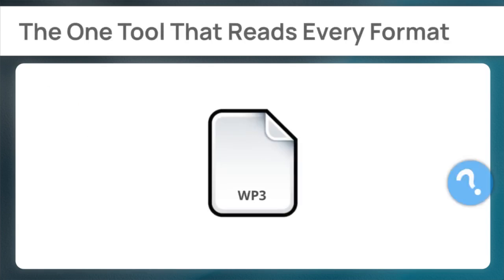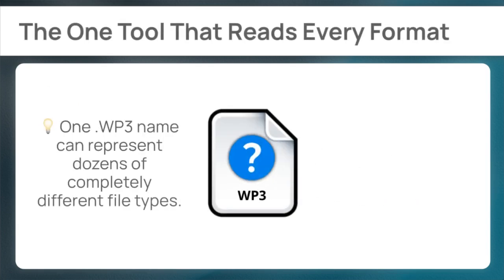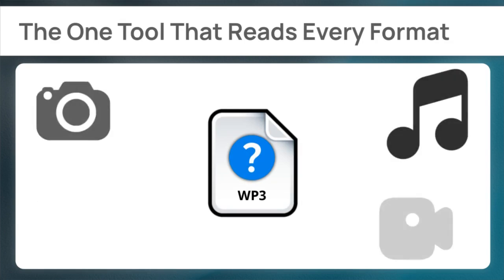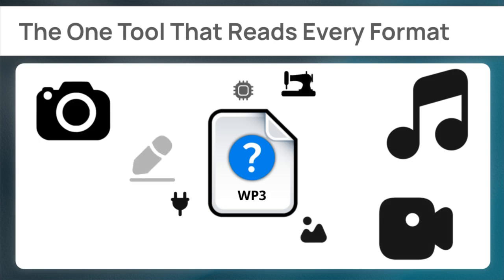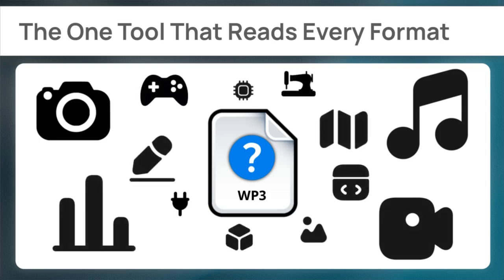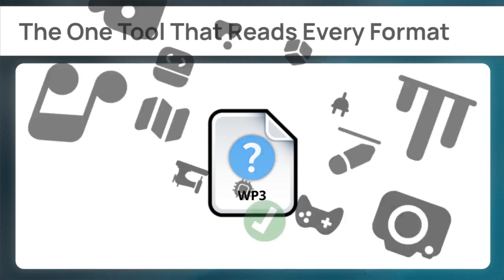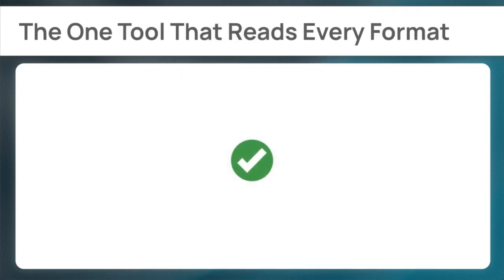If compatibility checks failed, it is likely because the WP3 name is shared by different developers for unrelated formats, causing your PC to use the wrong reading language. To help resolve this, you might consider a tool with autonomous file reading capability that is designed to look past the extension name and inspect the internal data structure directly.